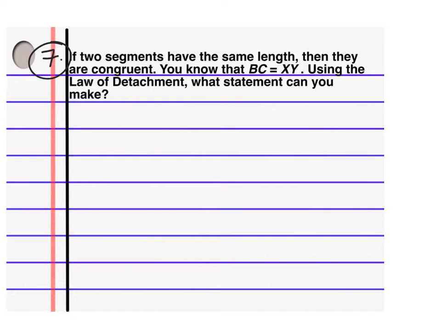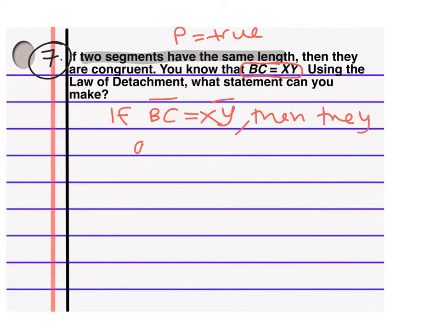All right, if two segments have the same length, then they are congruent. So that's my conditional statement. You know that BC equals XY. Using the law of detachment, what statement can you make? So if I know if two segments have the same length, that's the hypothesis, right? That's my P, then they are congruent. If I know the first part is true, BC is equal to XY, so that's saying that P is true, what statement can I say? If BC equals XY, then they are congruent. That's it.